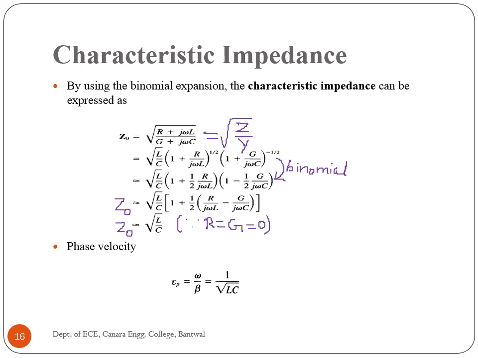Then phase velocity. Phase velocity is given by omega divided by beta, which is equal to 1 by root LC. The product of LC is independent of the size and separation of the conductors and depends on the permeability and permittivity of the insulating medium.